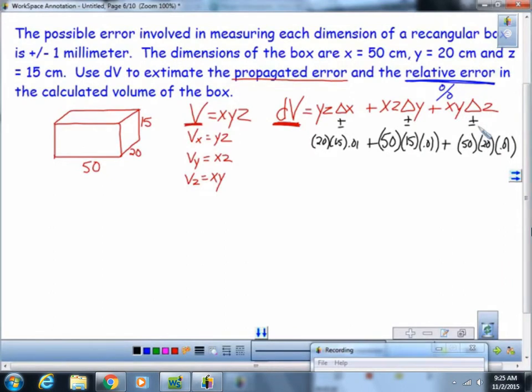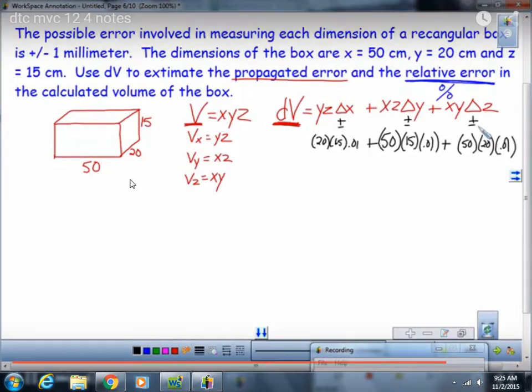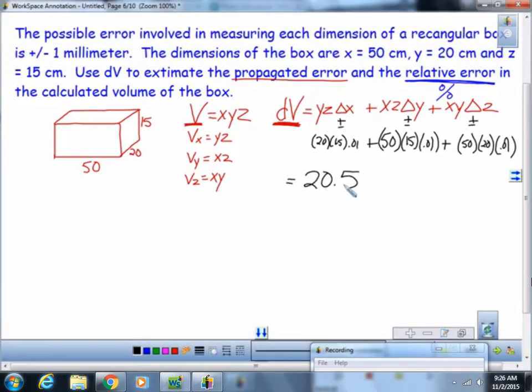We could be off in the positive measurement, or we could make it too short, so I'm just plugging in those plus and minuses for my delta X right now. Notice, that's part of the given information, so all we have to do is include that in our answer. So we could be off by 20.5 cubic centimeters. That's the estimate, if you will.